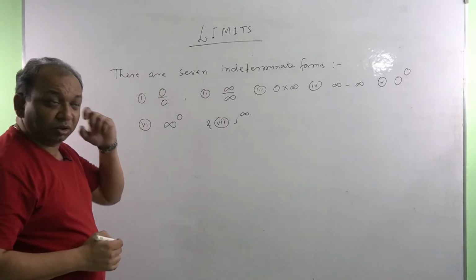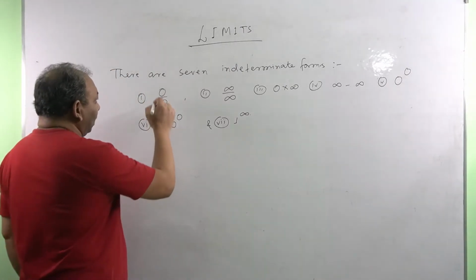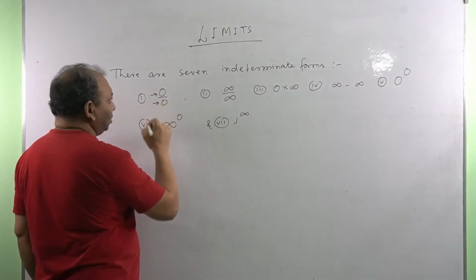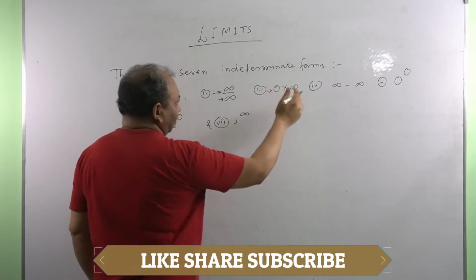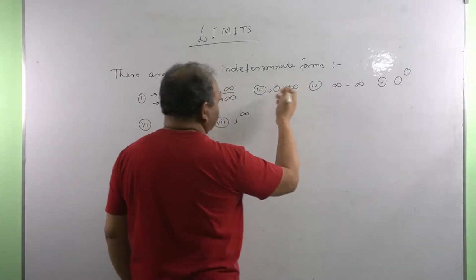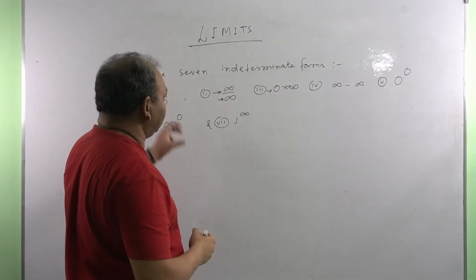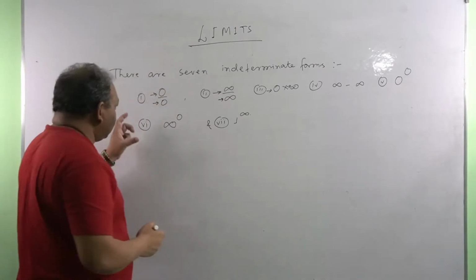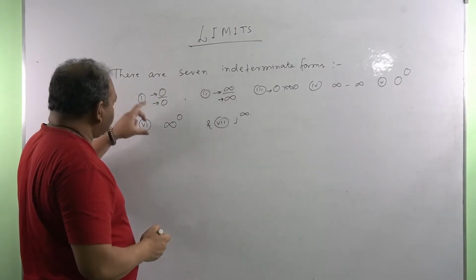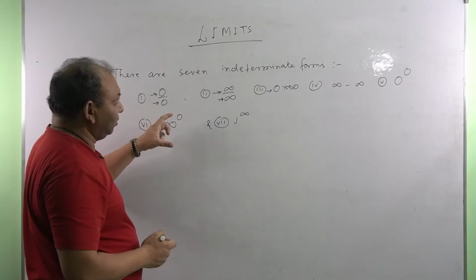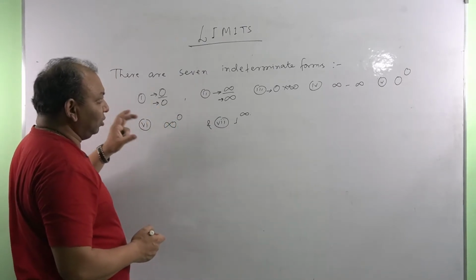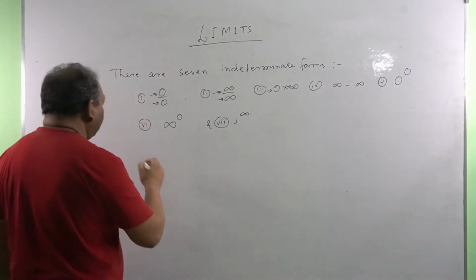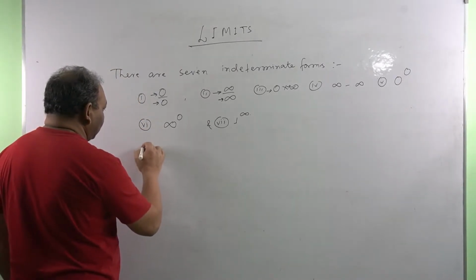0 by 0 means not exactly 0 by 0, but approaching 0 by approaching 0, approaching infinity by approaching infinity. Similarly, approaching 0, approaching infinity, like this. So in this chapter, we will discuss these indeterminate forms, and we will find the determinate value of the indeterminate form. So let us take an example.